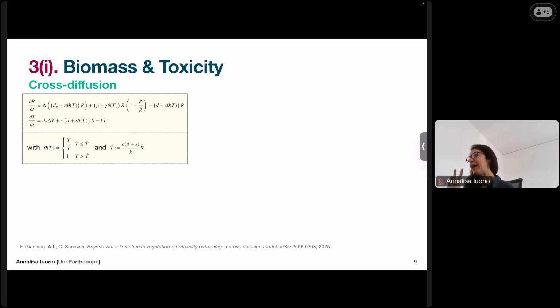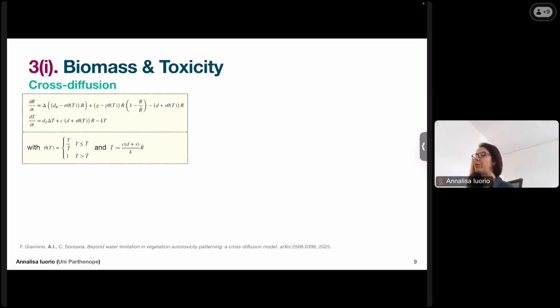The last model in the area of the flat ground macro area that I defined in the beginning is this very, very recent model that I constructed in collaboration with Francesco Giannino and Cinzia Soresina. And it's a cross-diffusion model that only takes into account the dynamics of biomass and toxicity.